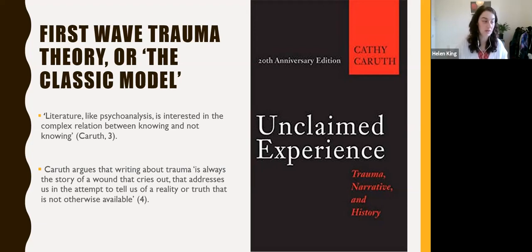According to the classic model, trauma produces dissociation and it resists speech. This model of trauma assumes that language is insufficient to represent the traumatic experience, and that representations of trauma in literature then reveal the inadequacy of language. So I'd like to take a look now at how this can be applied to a children's book.